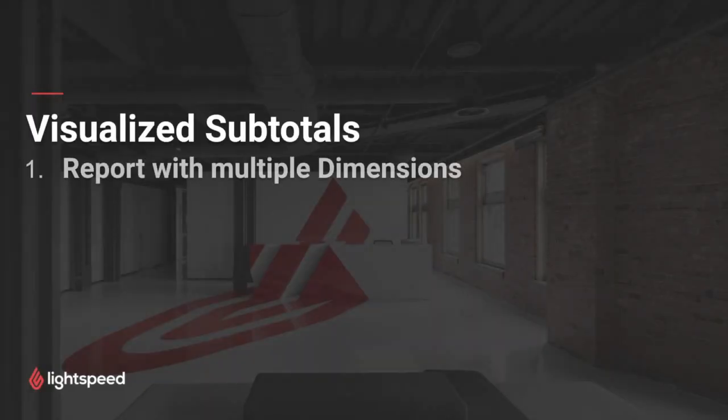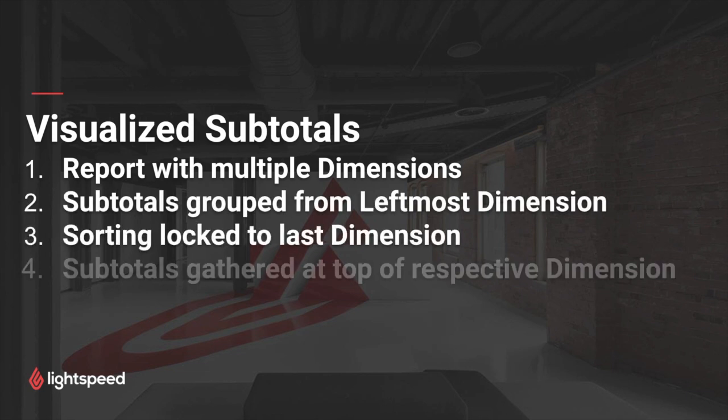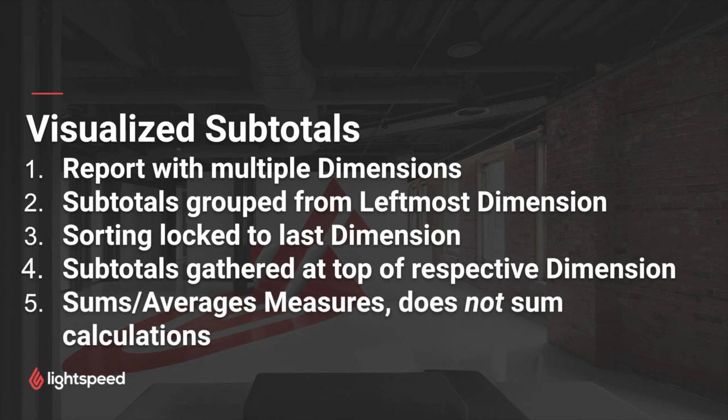There are a few things we'll need to keep in mind when preparing visualized subtotals. First, we'll need a report that has multiple dimensions on it. Secondly, the subtotals are grouped from the leftmost dimension towards the right. Third, the sorting then is locked to the last dimension. Fourth, subtotals will be gathered at the top of their respective dimensions, not at the bottom. Fifth, the visualized subtotals will prepare sums and averages of measures, but they do not do this for the sums and averages of calculations. So if you want subtotals for a commission report, this may not be the best solution to use.